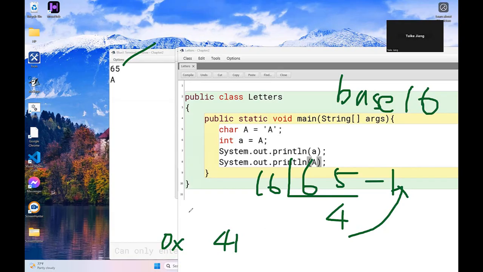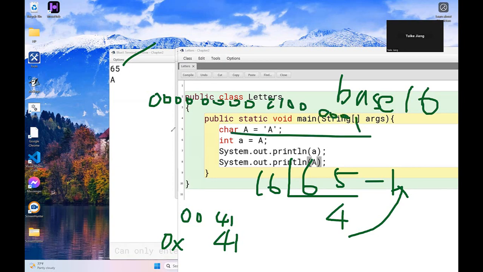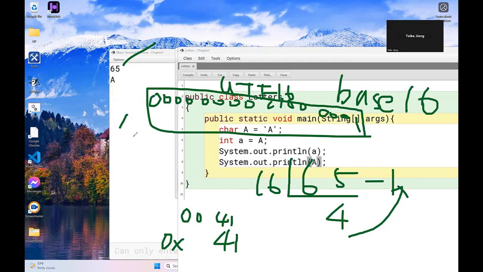So that would be 0041. That would be 0000000001000001. So this whole thing in your computer, we call it UTF-16, is representing this letter A.